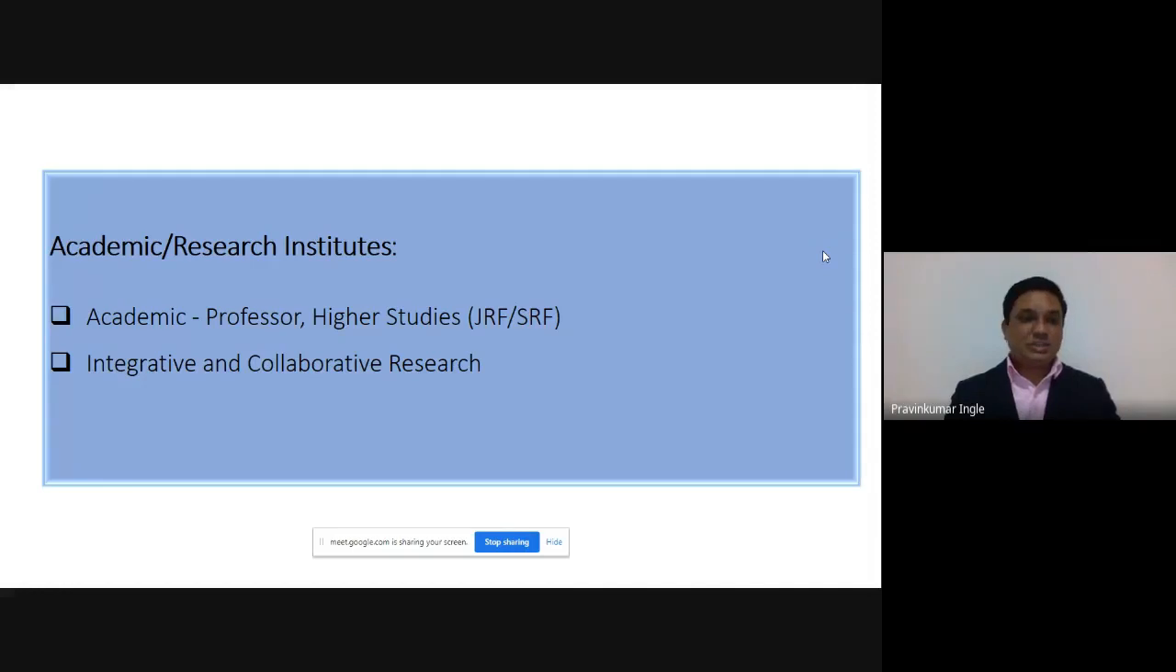Okay, in academic and research institutes, as I told you earlier, you can have the JRF or SRF, and then you can go for your higher studies, and maybe you can become a lecturer first, and then grow accordingly in your academic career. In an academic career you can also think about integrative and collaborative research. It's not only about pharmacy, but you can also collaborate with the medical staff or other healthcare professionals, so that you will get a good result from your research. That is the way you can think about it.